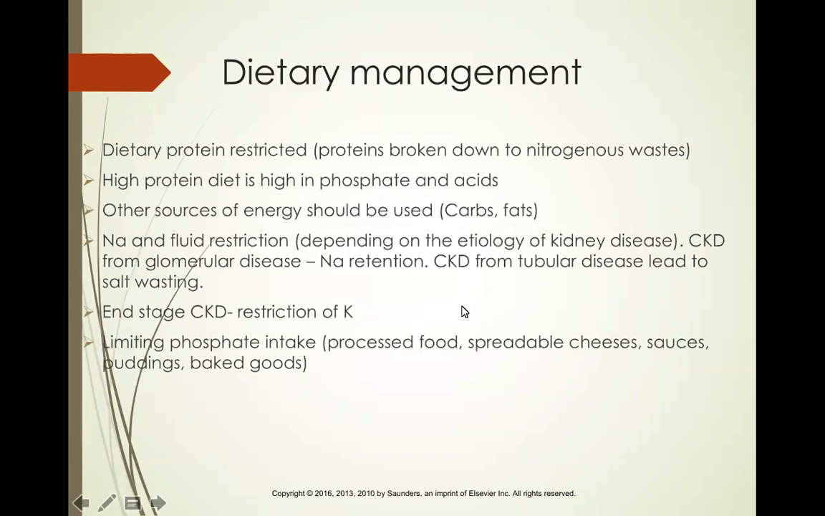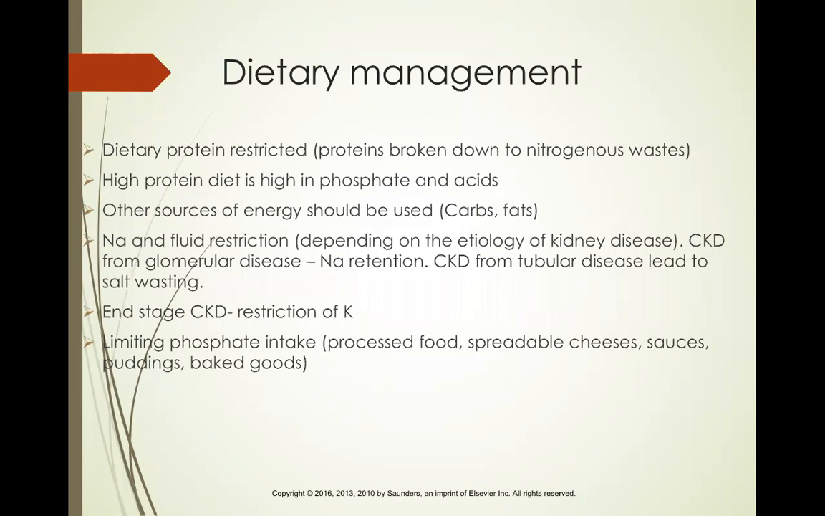The dietary management that is associated with renal disease is protein is restricted. Protein breaks down into nitrogen waste, and we already have a buildup of BUN. High protein diet is high in phosphate and acid, and we want to diminish the amount of phosphate and acid. Other sources of energy should be carbs and fat. Sodium and fluid restriction, so there is not a retention of volume that could also increase your blood pressure.